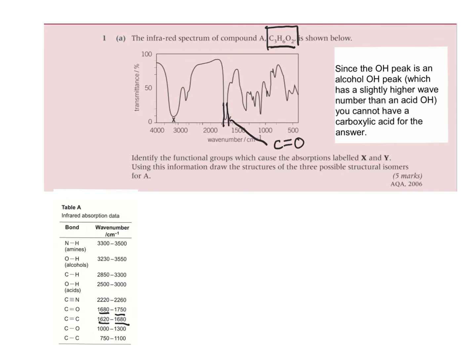So let's now start to draw structures with the carbonyl group and an OH group, because we've already identified and eliminated that it is a carboxylic acid. It can't be an alkene, remember, because we've already said there is no double bond, there is no peak for a double bond. So the possible structures are either an aldehyde or a ketone, and now we need to put the OH groups on.